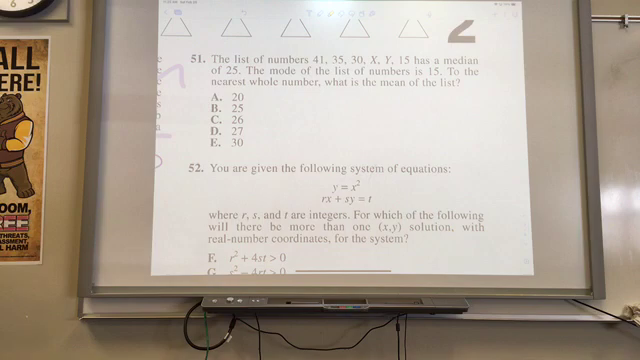Oh, because the mean is the one. The median is 25, and so that's the middle number when you put it in order, right? And there is no 25, so there's an even amount. You have to average the two middle numbers.